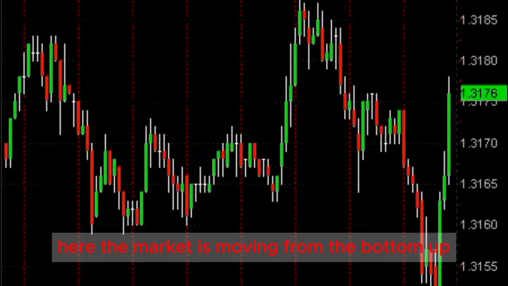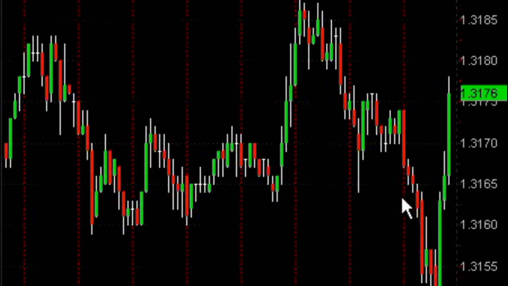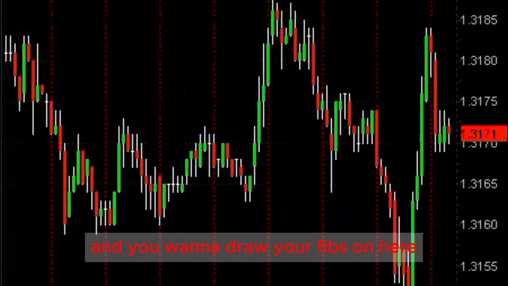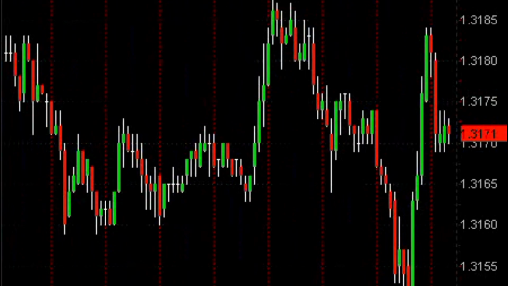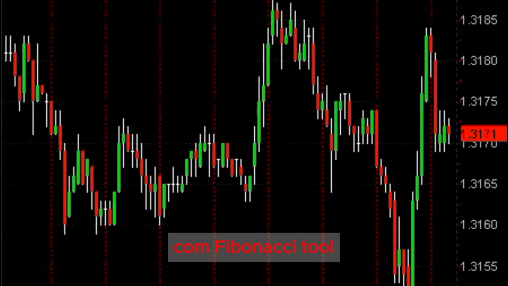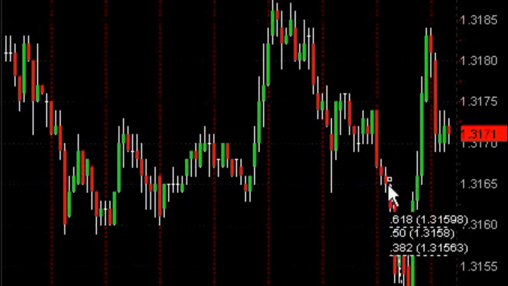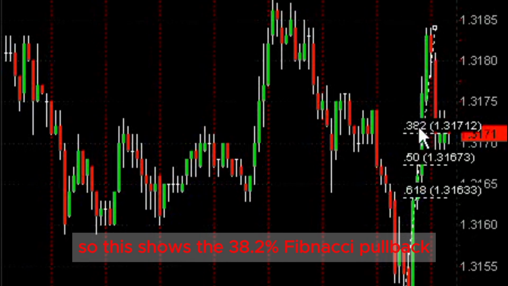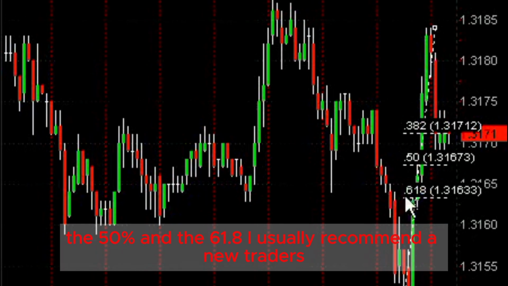The market is moving from the bottom up, and you want to draw your fibs on here. Left click on the chart using leveragefx.com's Fibonacci tool. Left click and drag all the way to the top. So this shows the 38.2% Fibonacci pullback to 50% in the 61.8.